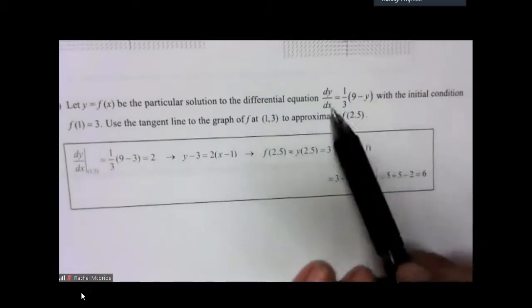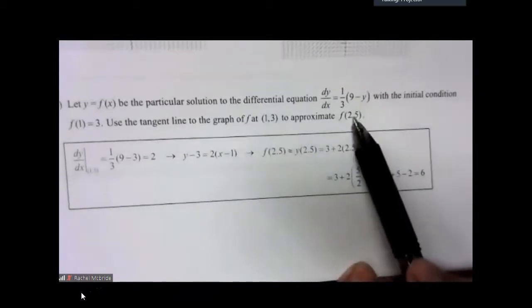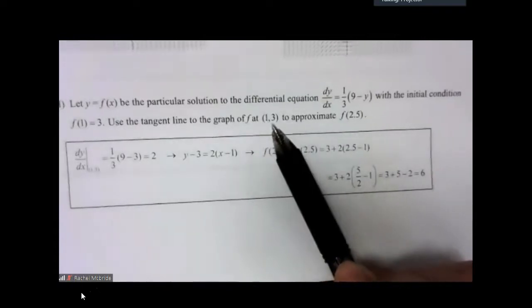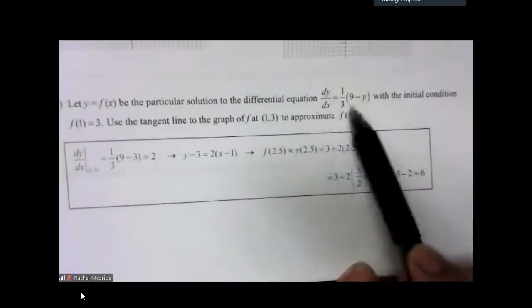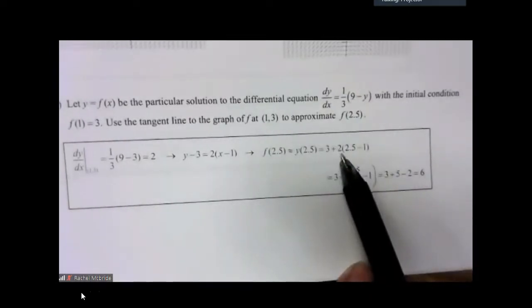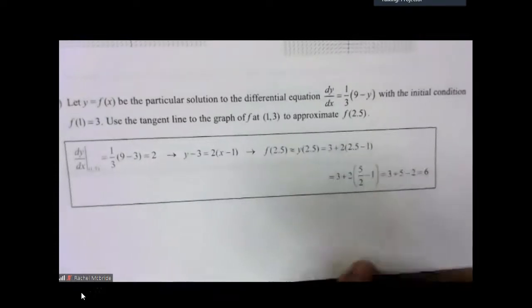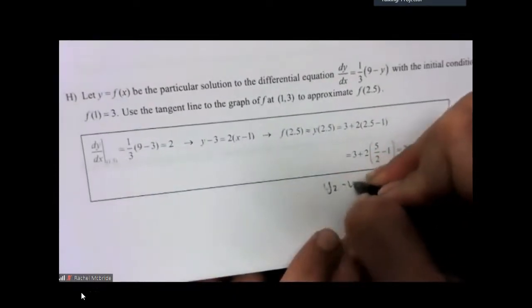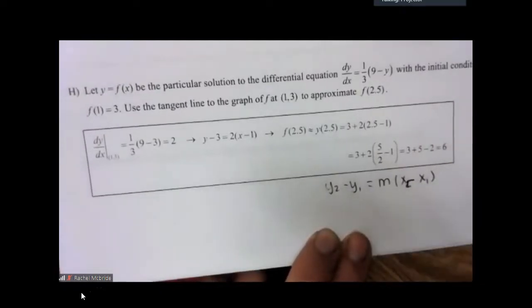So if you're trying to approximate with a tangent line, then this sort of represents your y2. This is your x1, y1, and there's your slope. So plug in your points to get your slope at that point. So that's how I got this number 2. Then plug in your x1 and your y1. So again, everything's always going back to point slope form from back in the day.